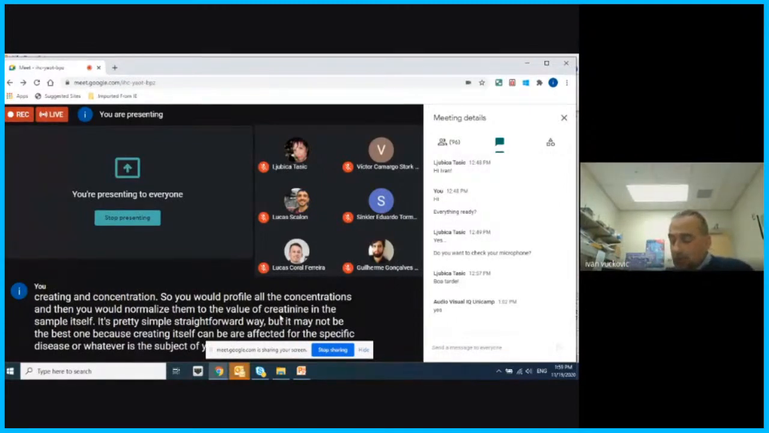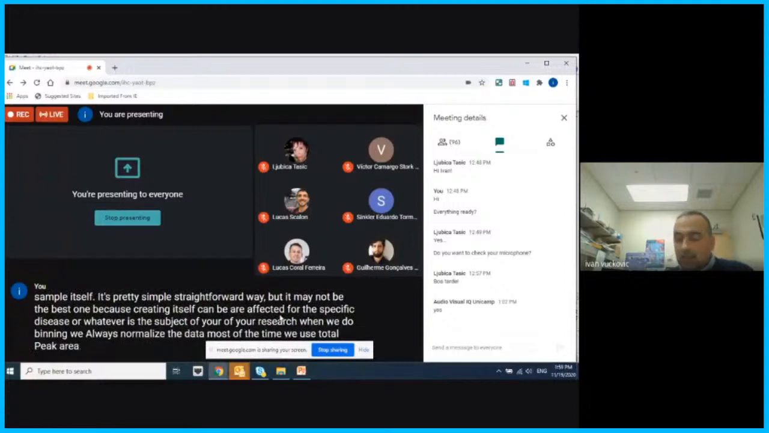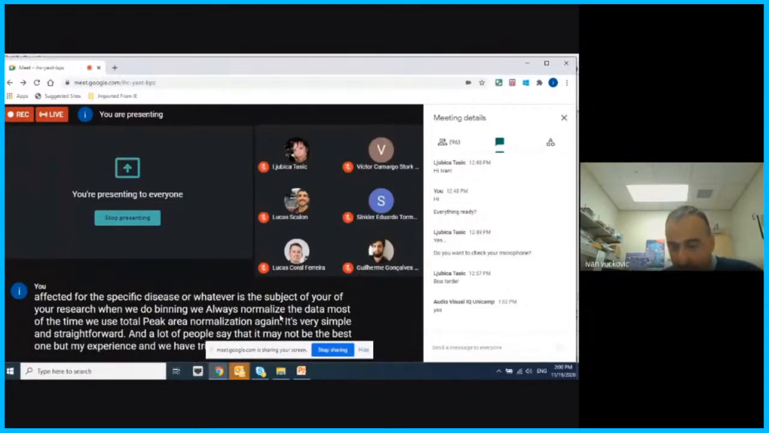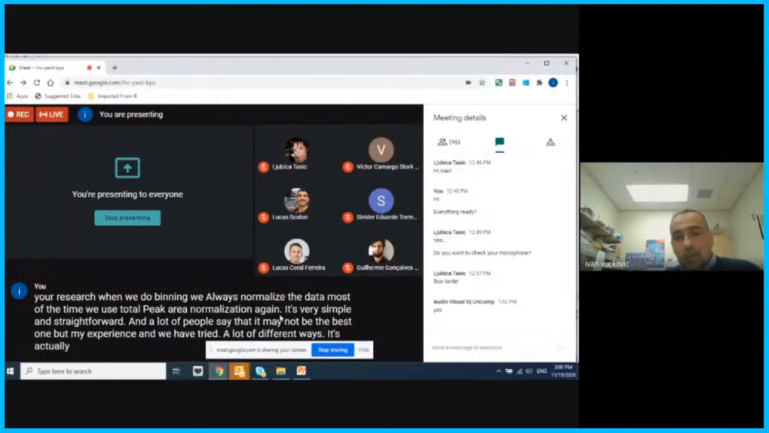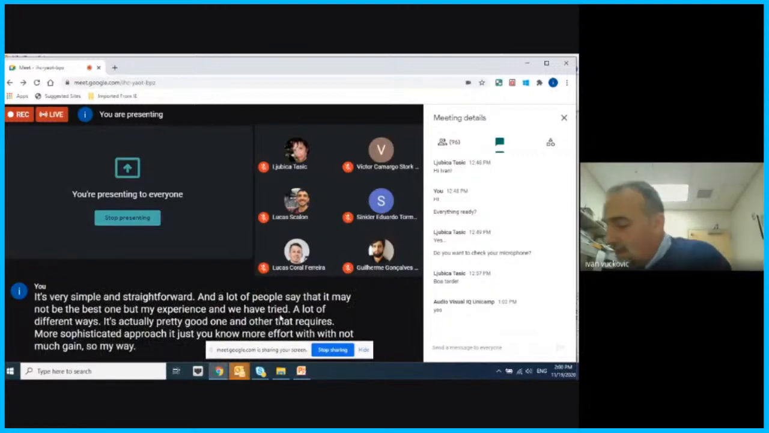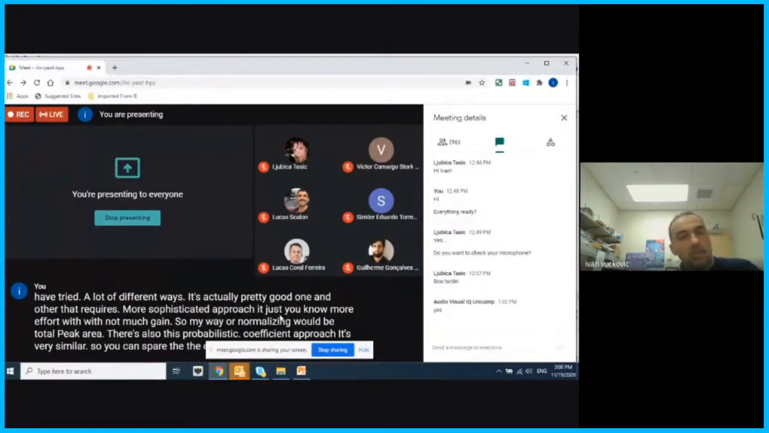When we do binning, we always normalize the data. Most of the time we use total peak area normalization. Again, it's very simple and straightforward. A lot of people say that it may not be the best one, but from my experience, and we have tried a lot of different ways, it's actually a pretty good one. The others require a more sophisticated approach, with more effort and not much gain. So my way of normalizing would be total peak area. There's also the probabilistic quotient approach. It's very similar, so you can spare the effort and just use total peak area normalization.